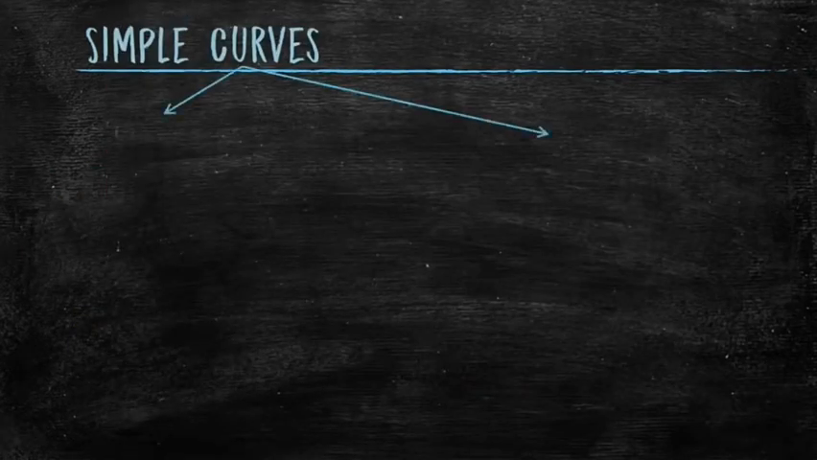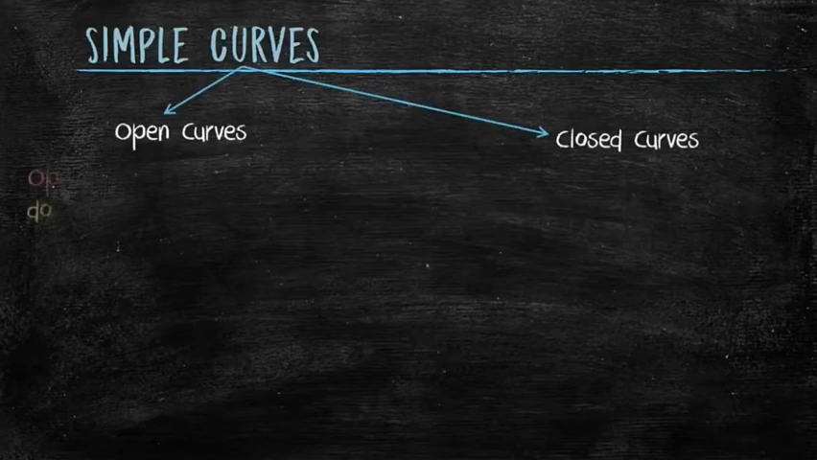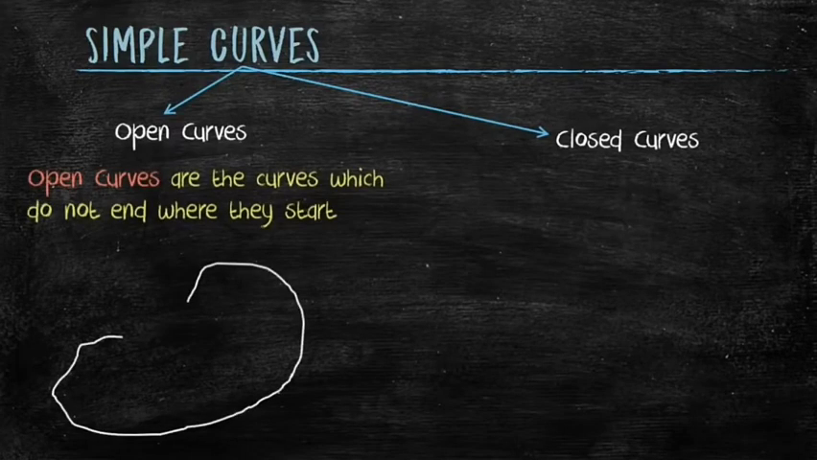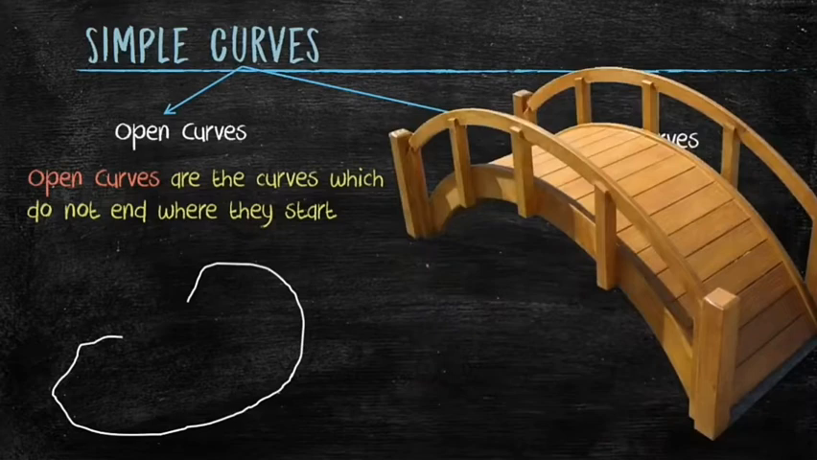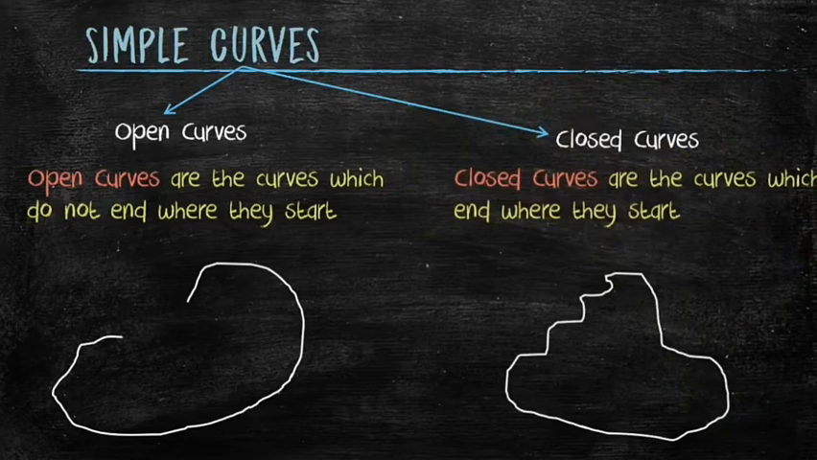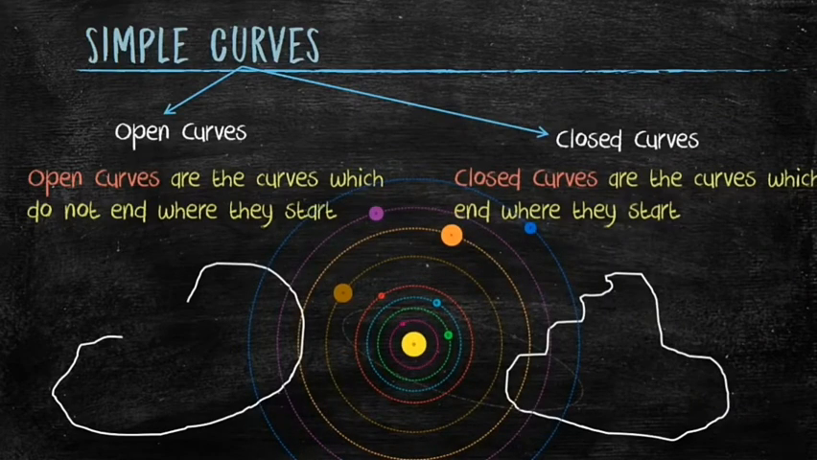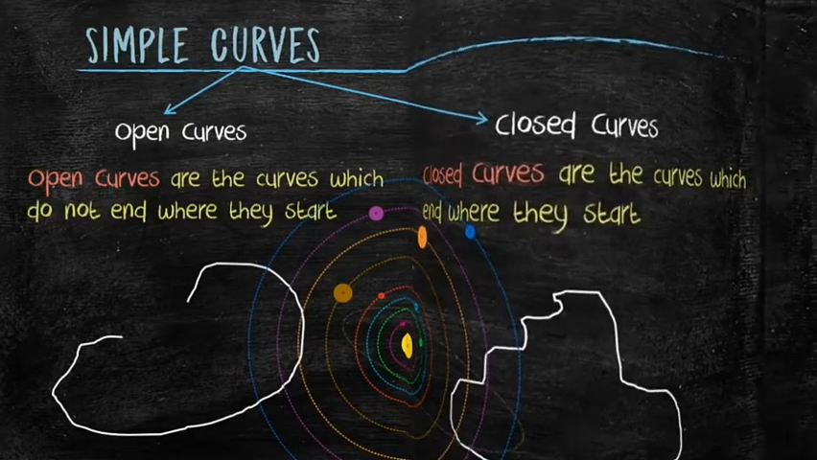Simple curves are of two types, open curves and closed curves. Open curves are the curves which do not end where they start. For example, the curve of a bridge is a perfect example of an open curve. Then we have closed curves. Closed curves are the curves which end where they start. For example, curves of orbiting planets. Orbits of the planets end where they start.